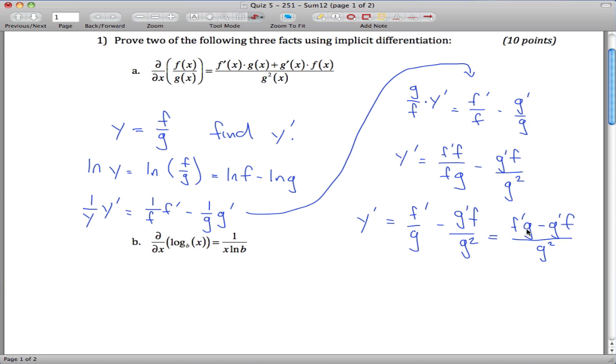So using a little bit of shorthand notation, what we've done is prove this fact. We got the derivative y prime, where y is f over g. The derivative of f over g is equal to this thing right here. All right.